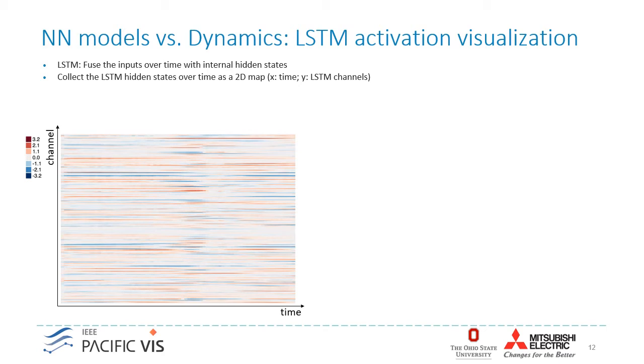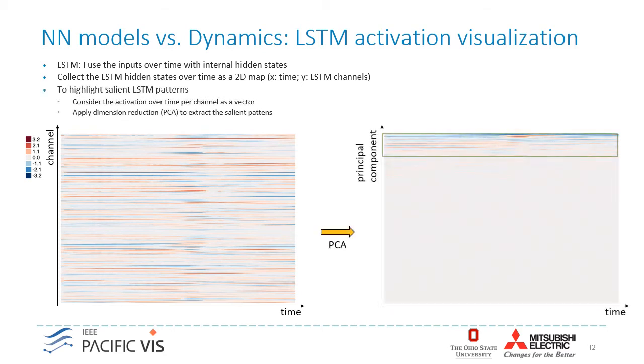However, the map itself will be difficult to understand. The reason is that in the hidden state vector, the order of the channels is arbitrary. Without any ordering, the map will seem random and difficult to find meaningful patterns in. To solve this issue, we treat the activation of each channel as a long vector and apply principal component analysis to project the channel-wise activation into a low-dimensional space. After the projection, we can find the most representative patterns within the LSTM layers.